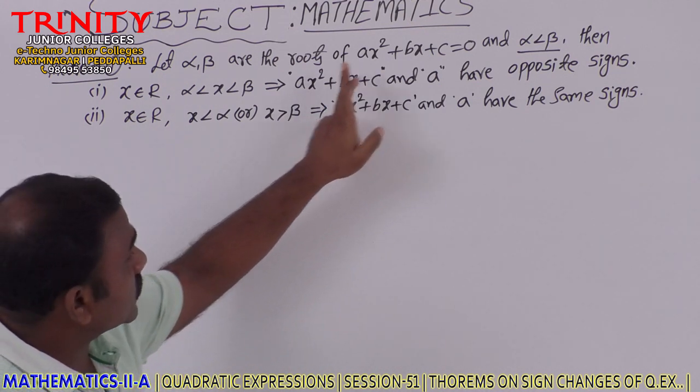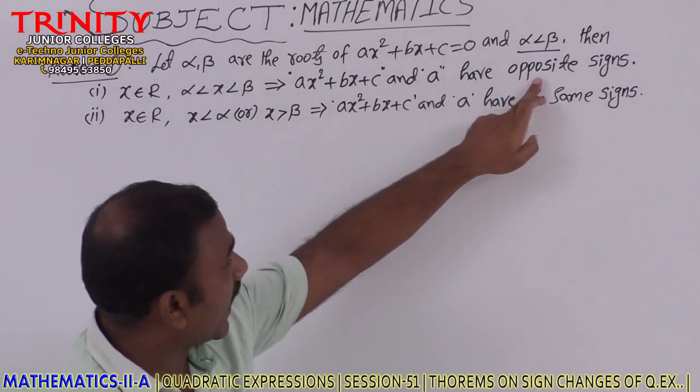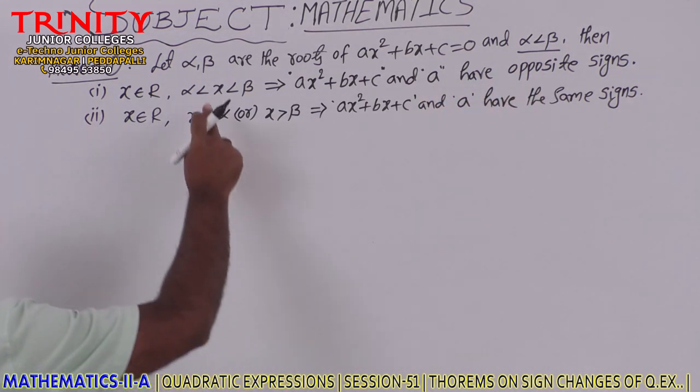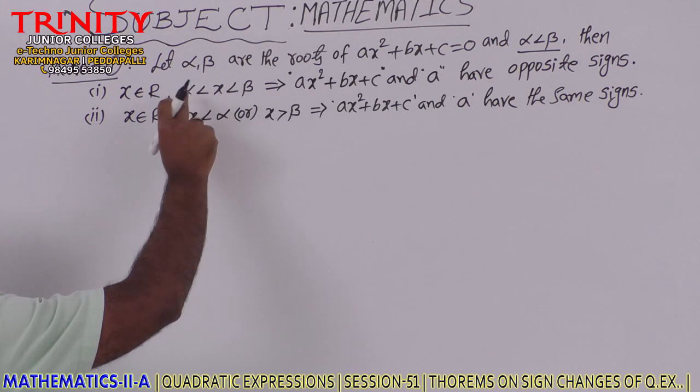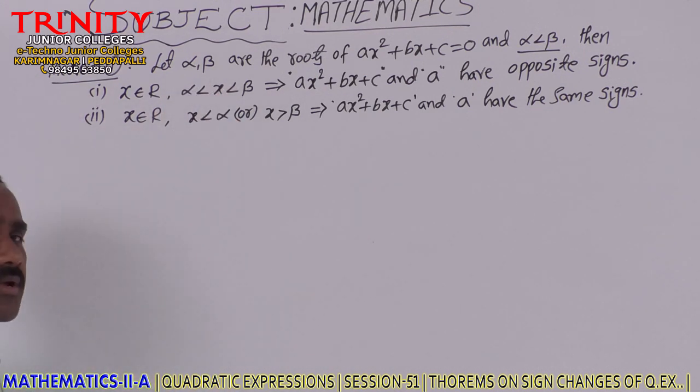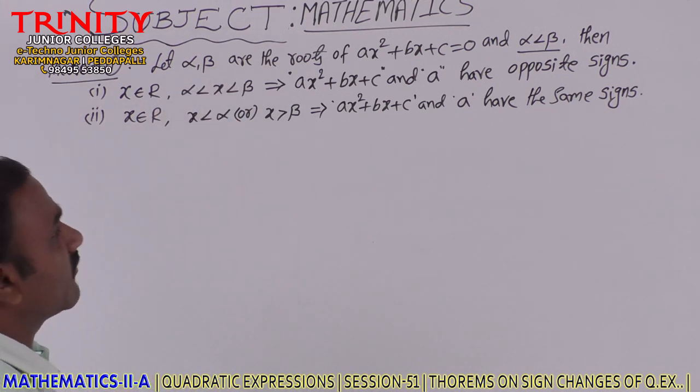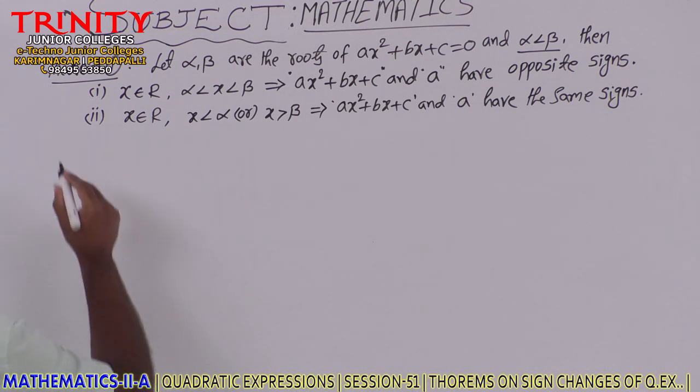If the expression and the coefficient of x square have opposite signs, x will always take values in between alpha comma beta. Now we'll see the proof of this theorem.